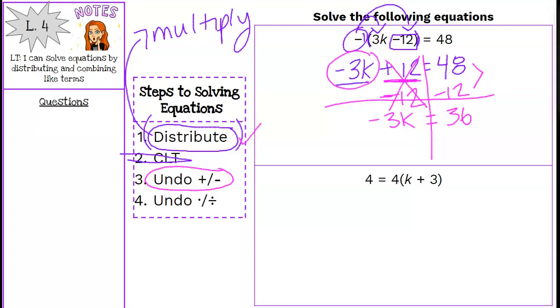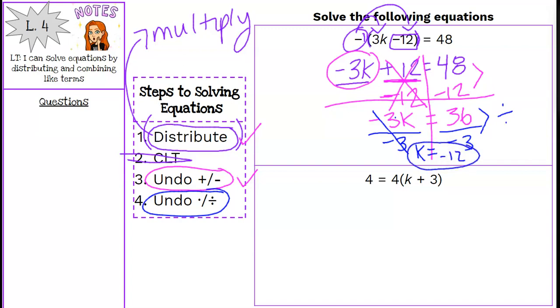So we did distribute, we did undo addition and subtraction. Now our last step is to undo multiplication and division. So we have times -3 right there. To undo the times by -3, we divide by -3. -3 divided by -3 is +1, so it leaves us with 1k equals 36 divided by -3. Positive divided by a negative is a negative. 36 divided by 3 is 12. So we have k equals -12.